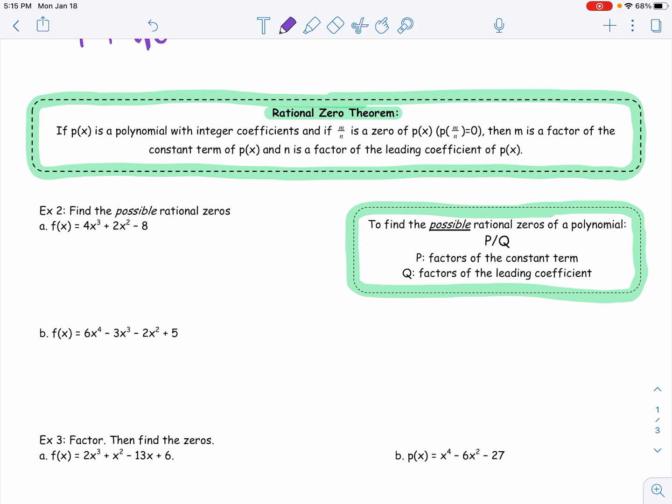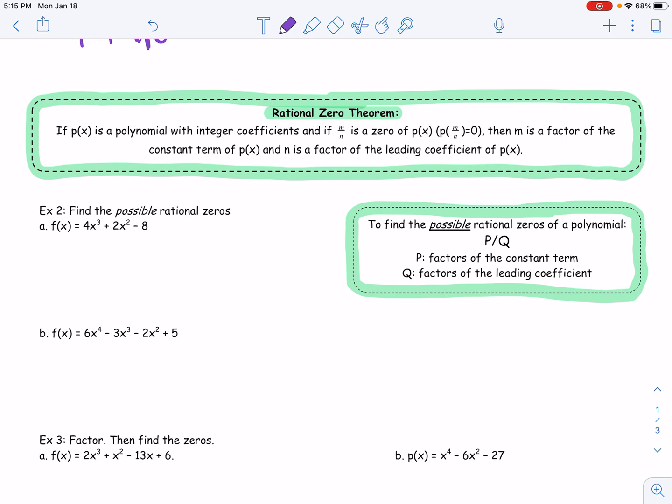So this is kind of hard to understand, so bear with me. If p of x is a polynomial with integer coefficients, that first part should make total sense to you, that's what we've been dealing with. Notice we haven't been doing anything with fractions or decimals for coefficients. Then it says, if m over n is a 0 of the polynomial, then p of that number, m over n, is equal to 0.